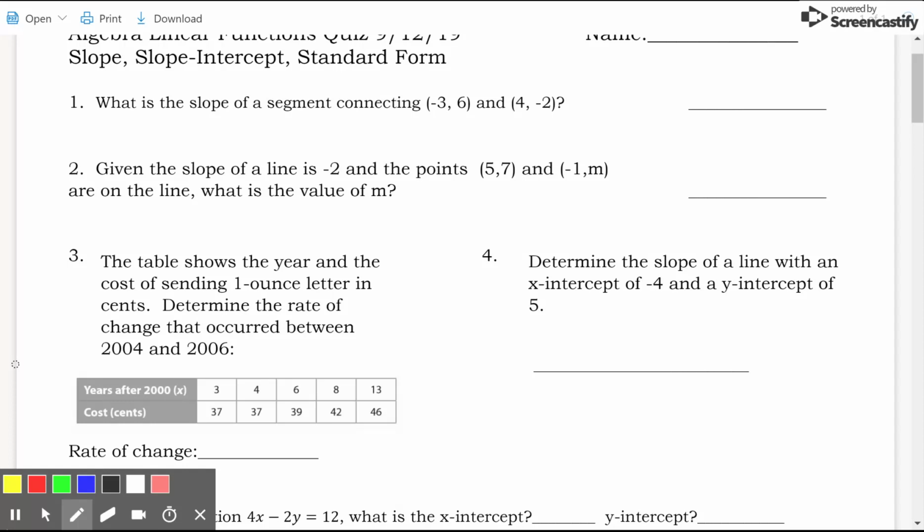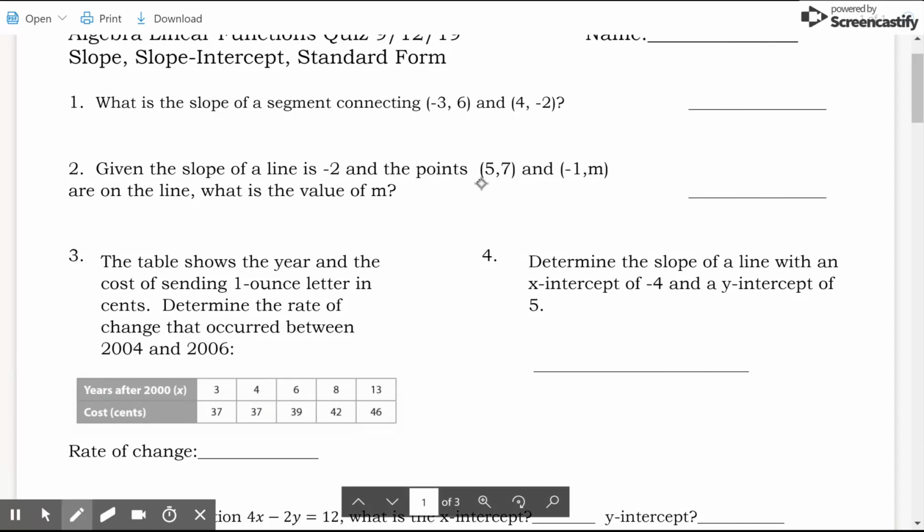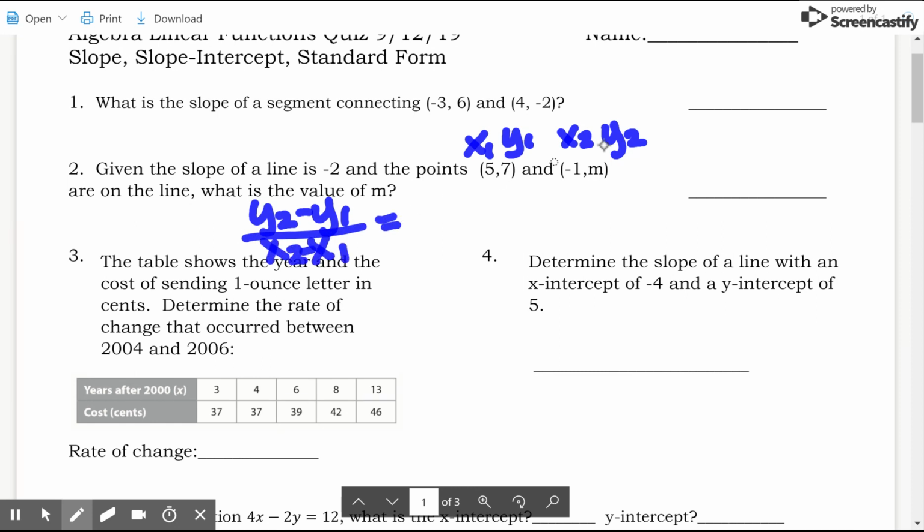Okay, now for number 2, it tells you the slope, and it gives you the 2 points 5, 7, so that's the first point, x1, y1, and -1, m. So we would have the difference of the y's over the difference of the x's. That becomes m minus 7 over -1 minus 5. And I know that whatever we get here when we simplify this fraction, the slope is equal to -2.